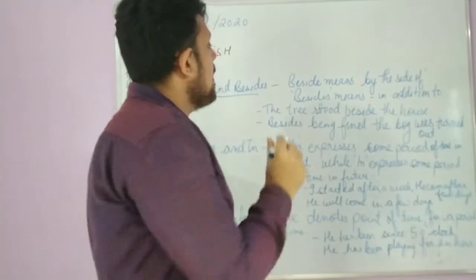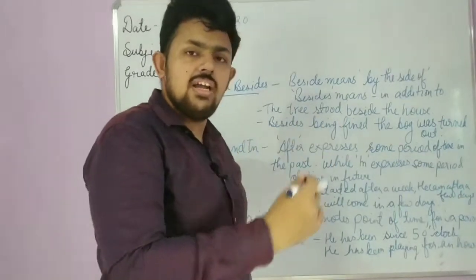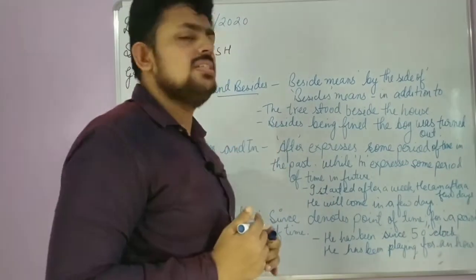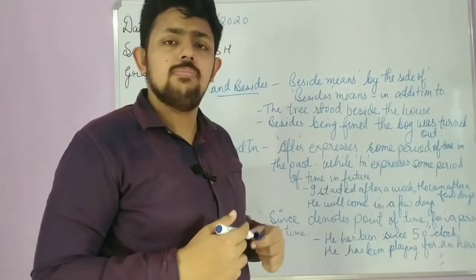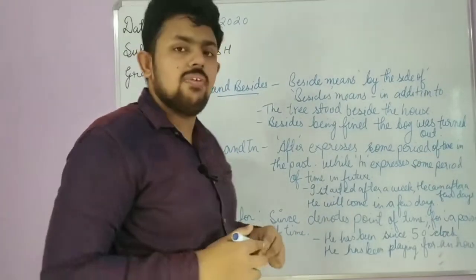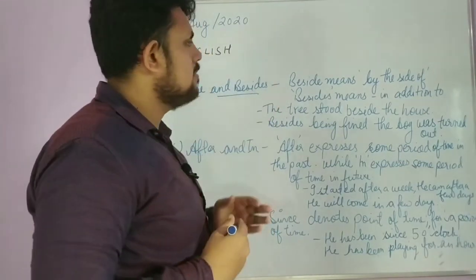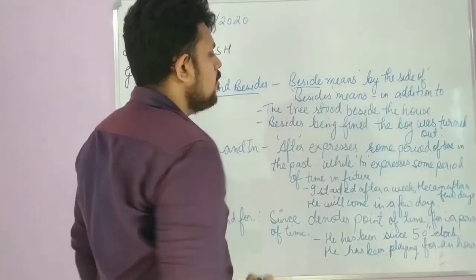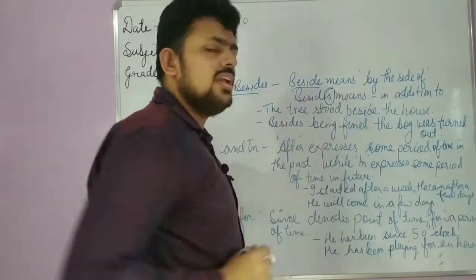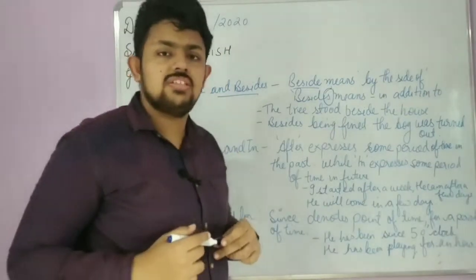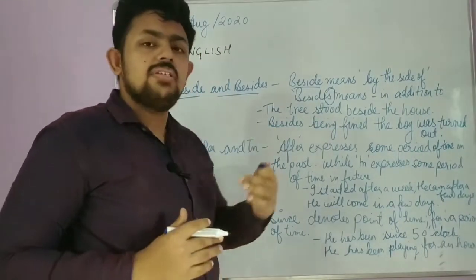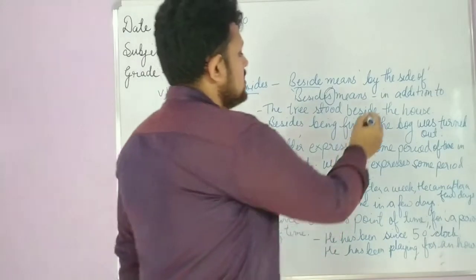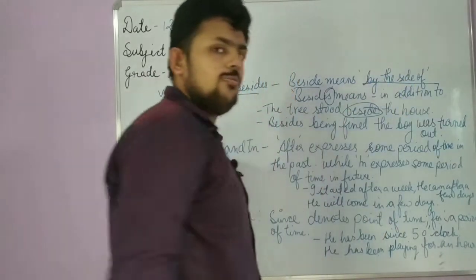Here, very carefully. Beside means by the side of. Besides means in addition to. When we are adding something to our sentence, when we are adding something to our speech. Beside means by the side of, and when we put s in it, besides means in addition to. See the example, you will understand better. The tree stood beside the house. The cat was playing beside the house. Okay, so beside, by the side of a place.